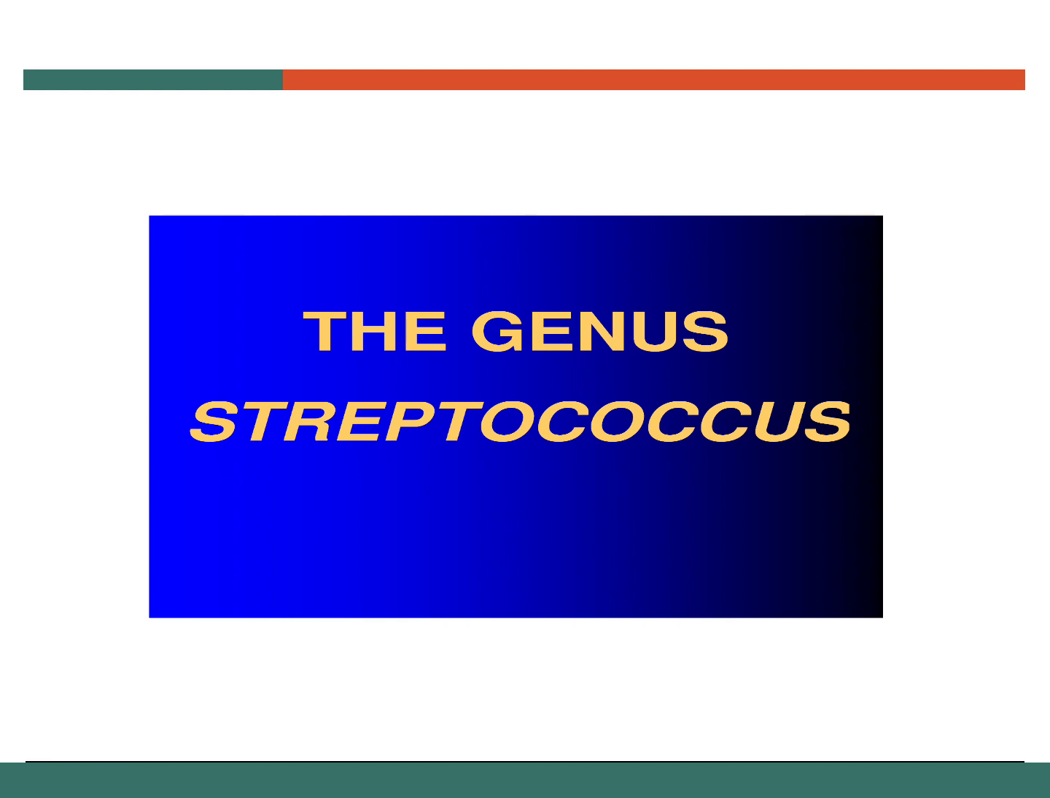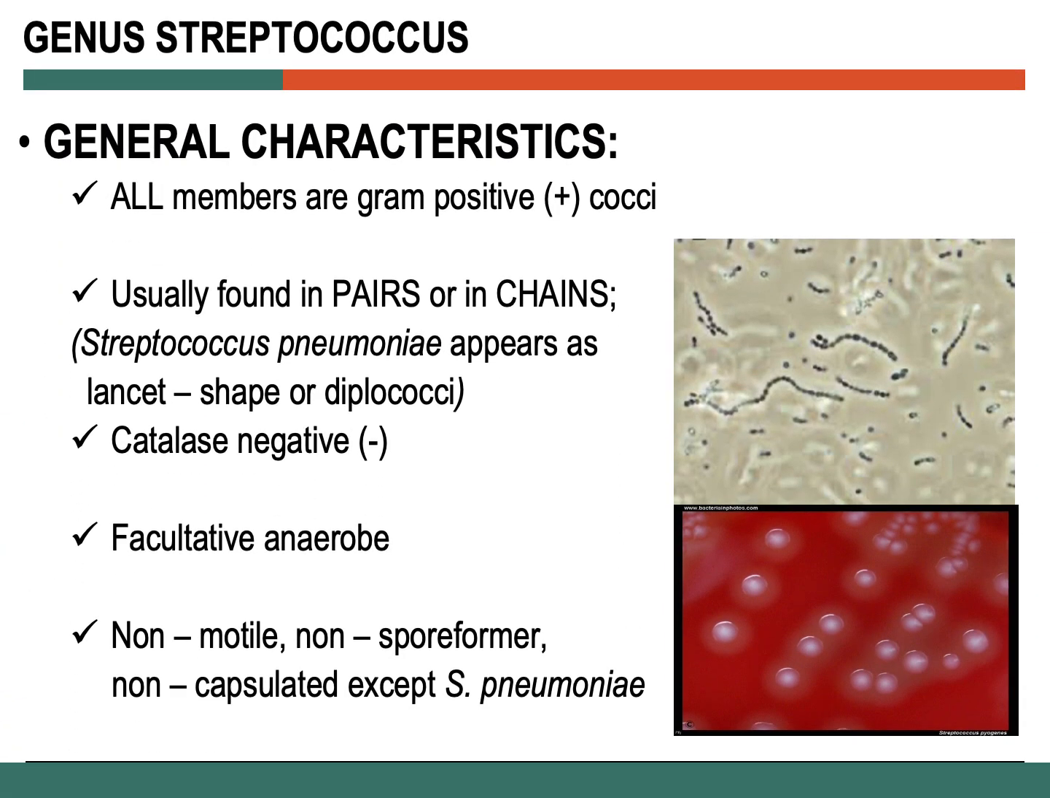So for the generalities of Streptococcus, these members are gram-positive cocci, meaning they still take up the primary stain, which is your crystal violet. These are usually found in pairs and in chains. Pairs we call diplococci, diplo meaning pairs, and chains, Streptococcus. A common example of pairs, class, is Streptococcus pneumoniae, which appears lancet shaped. These are the characteristics of your Streptococcus pneumoniae.